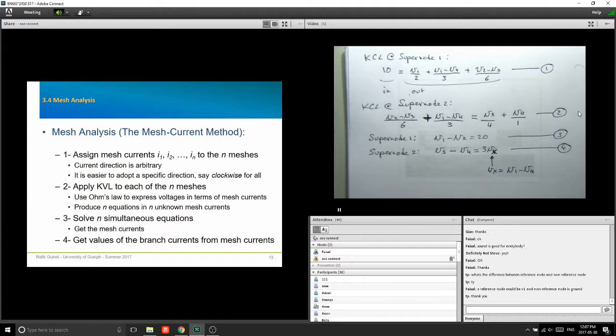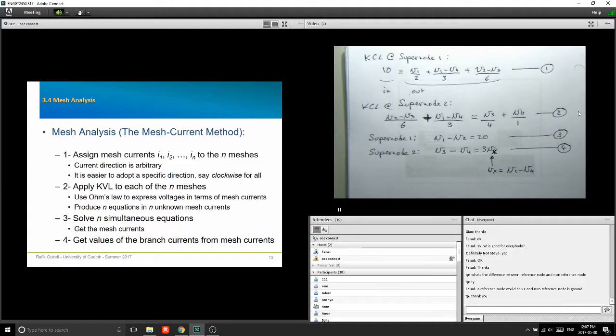Because if somebody decides to assign them anti-clockwise, and you're careful on really making sure that you're following all the methods right, it's going to work. And even if you assign one of them clockwise and the other one anti-clockwise, it will still work if you're careful when you're writing your equations after that. But just so that we don't end up messing the whole thing, let's agree to all use a clockwise direction for our mesh currents. Point number 2, you're going to write a KVL to each of the n meshes.